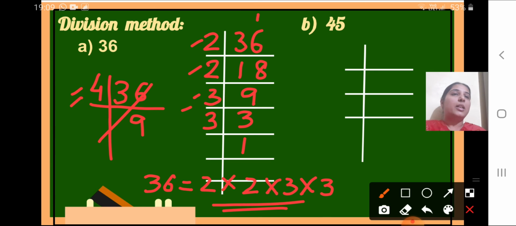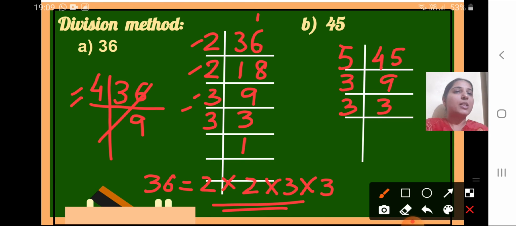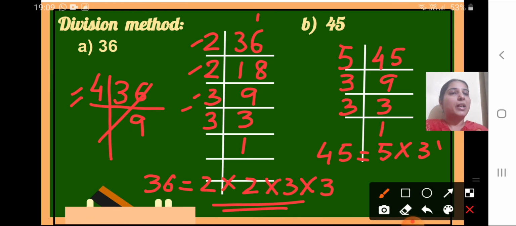Then let's take one more example, number 45. It will be divisible by 3, or let's go for 5. 5 9s are 45 and then 3 3s are 9 and then 3 1s are 3. So number 45 can be written here as 5 multiplied by 3 multiplied by 3. Got it, children? So in this way we factorize the number by division method.